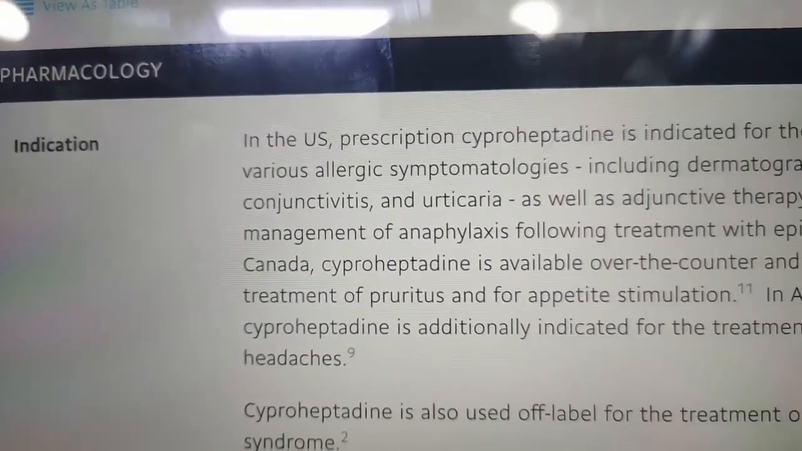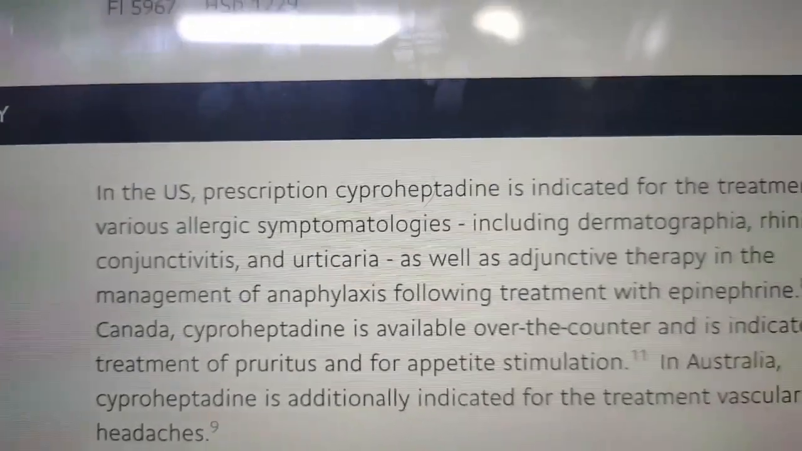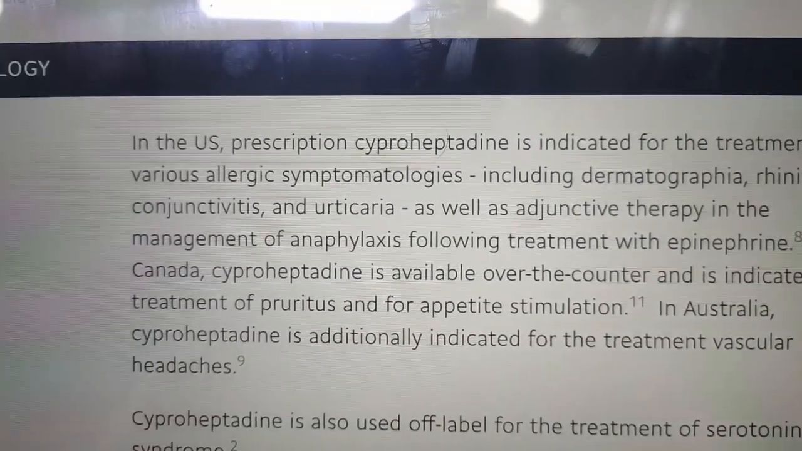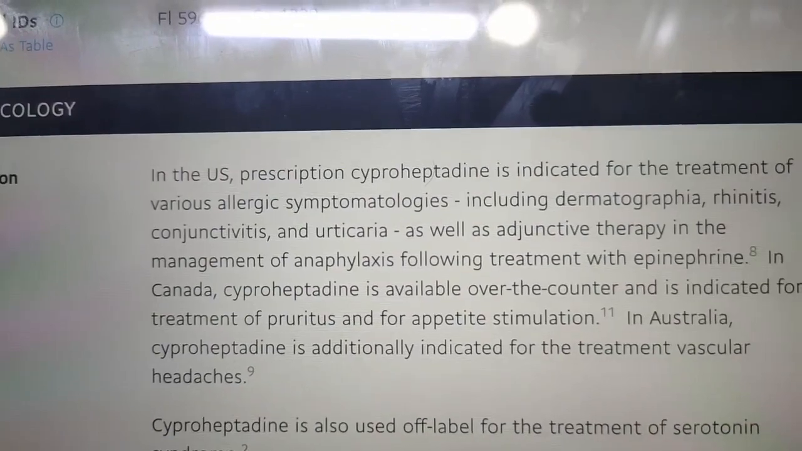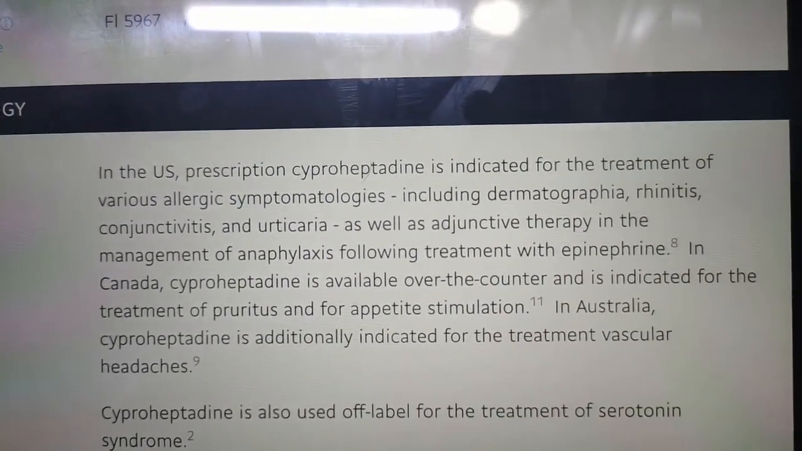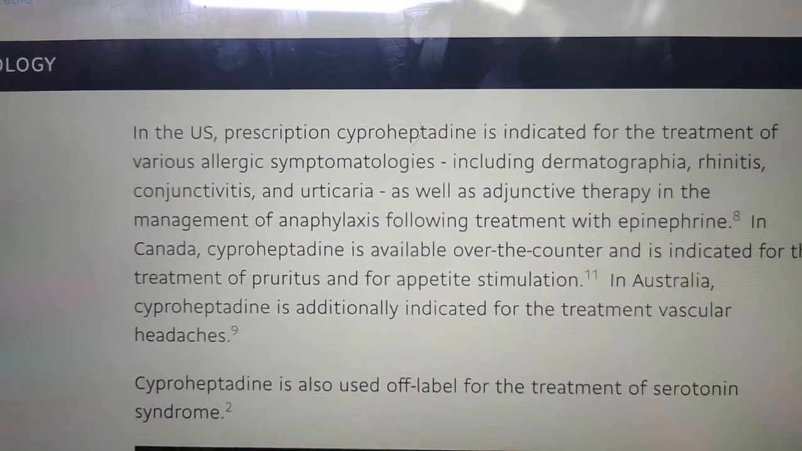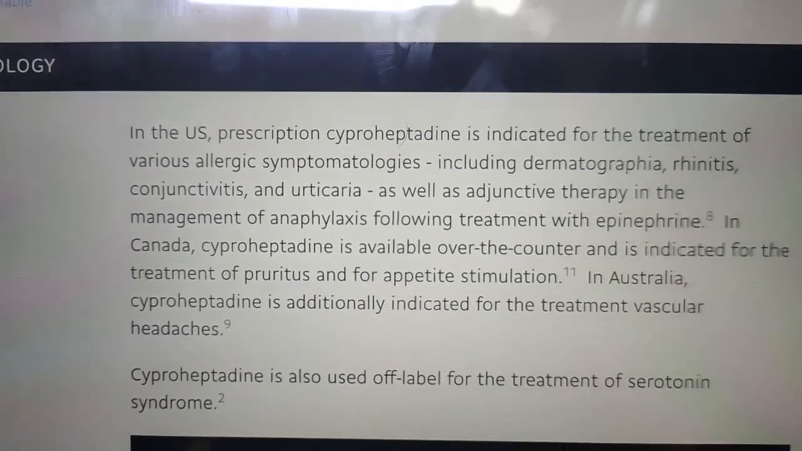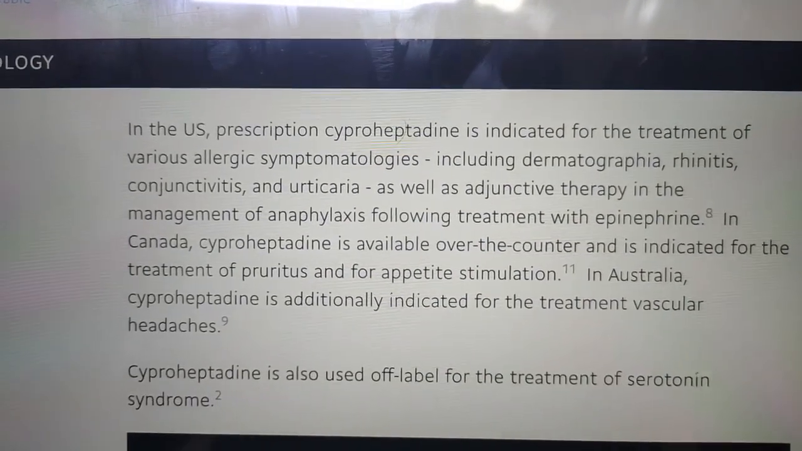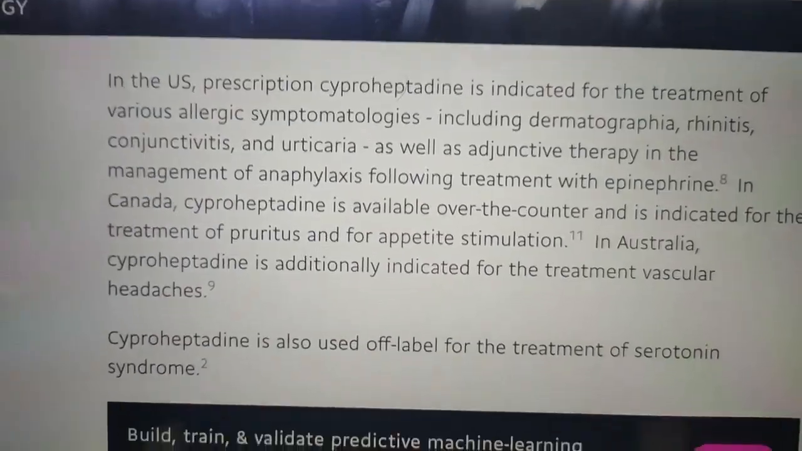Now its indication. In the United States, prescription cyproheptadine is indicated for the treatment of various allergic symptomatologies, including dermatographism, rhinitis, conjunctivitis, and urticaria, as well as adjunctive therapy in management of anaphylaxis.